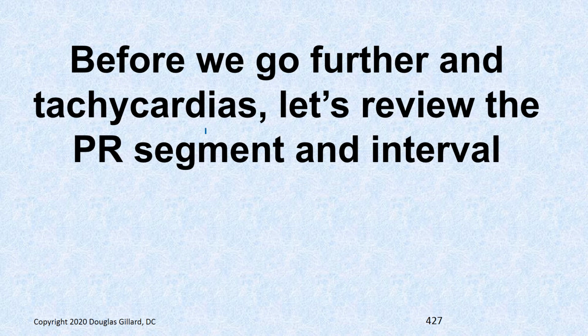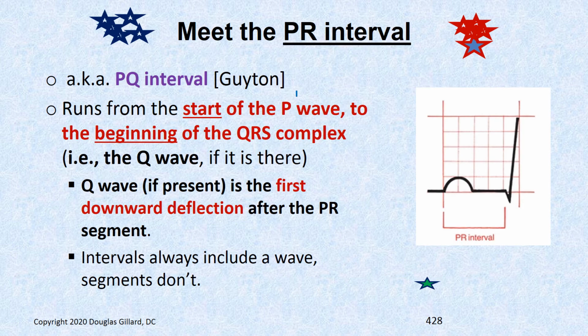Before we go any further with these tachycardias, let's look at the PR segment, PR interval, and make it more official. Interestingly, Guyton actually calls this the PQ interval. No electrophysiology book, cardiac physiology book would do that, but Guyton does, and he's got a good reason to do it, because where is the PR interval? It starts at the beginning of the P wave, and it runs to the beginning of the QRS complex, which is Q. So why not PQ interval, right? Guyton's got a good point.